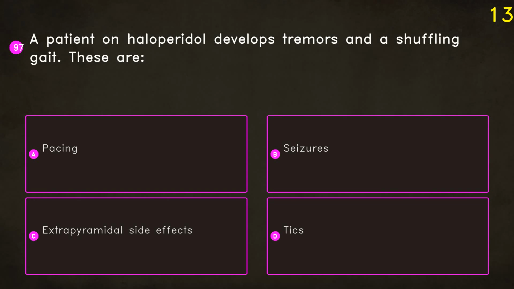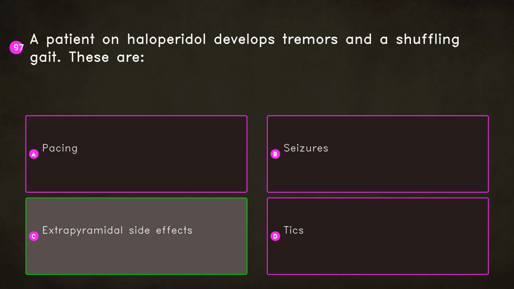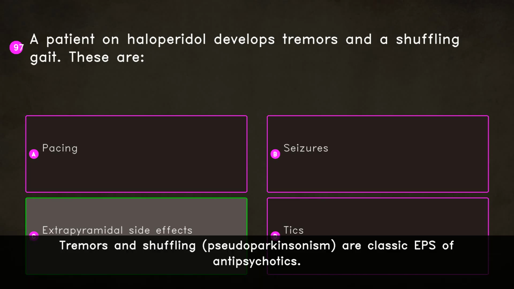Question 97. A patient on haloperidol develops tremors and a shuffling gait. These are A. Pacing, B. Seizures, C. Extrapyramidal side effects, D. Tics. The correct answer is extrapyramidal side effects. Tremors and shuffling, pseudoparkinsonism, are classic EPS of antipsychotics.